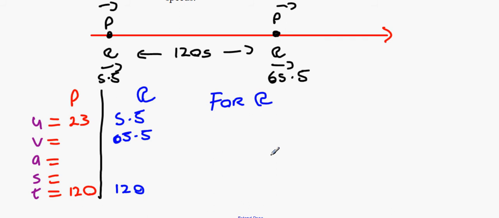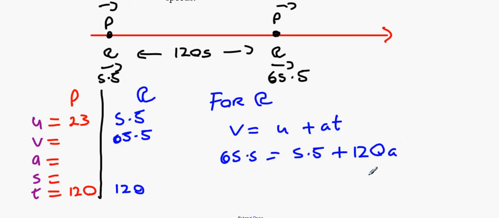Okay, so for Q, V equals U plus AT. Let's use that, because we can find out what the acceleration of Q is. It's the first piece of information we can find, and then maybe after that we can find out what the distance covered in the 120 seconds is. So what's going to happen here is 65.5 equals 5.5 plus 120A. Then we're going to get 120A equals 60. A is going to be equal to 0.5 m/s^-2.